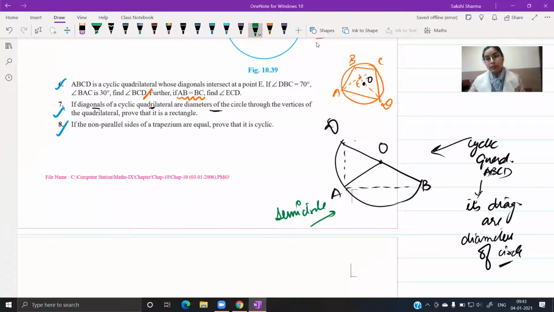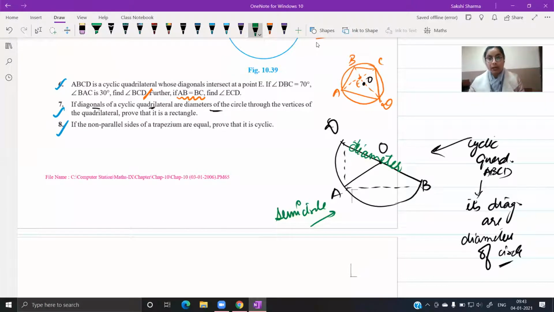How do we know this is a semicircle? Because DB is the diameter. DB is the diameter. That means this is the semicircle. In a semicircle, if you have any angle formed on the circumference, and this angle should be formed by the diameter itself, the angle subtended by the diameter on the circumference.